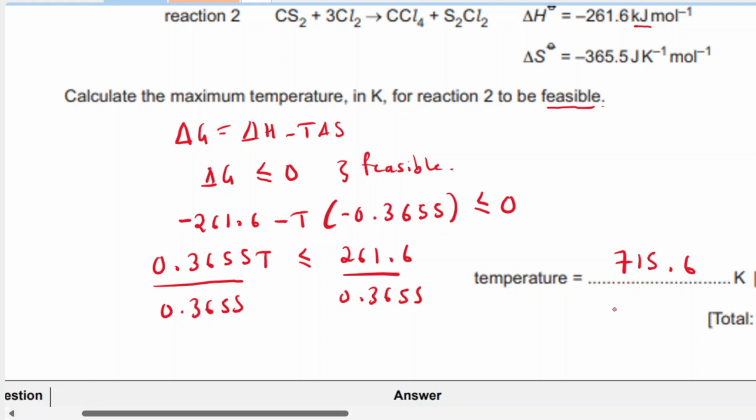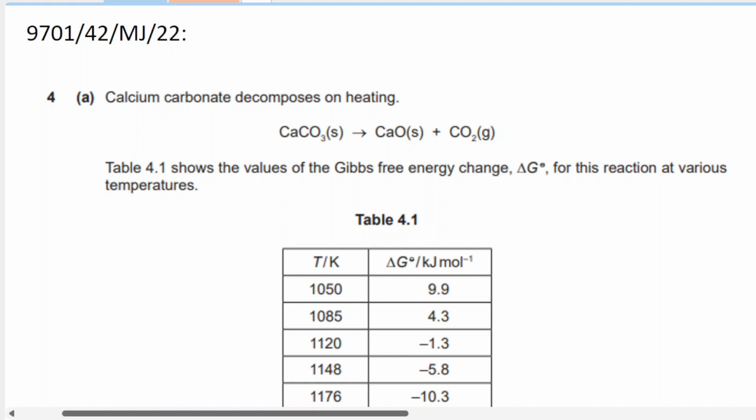715.6. So this is the maximum temperature at which the reaction occurs. We have T is less than or equal to 715.6. The maximum value is this, but at any temperature below this, the reaction will also occur. Right, let's go to question 3 now.